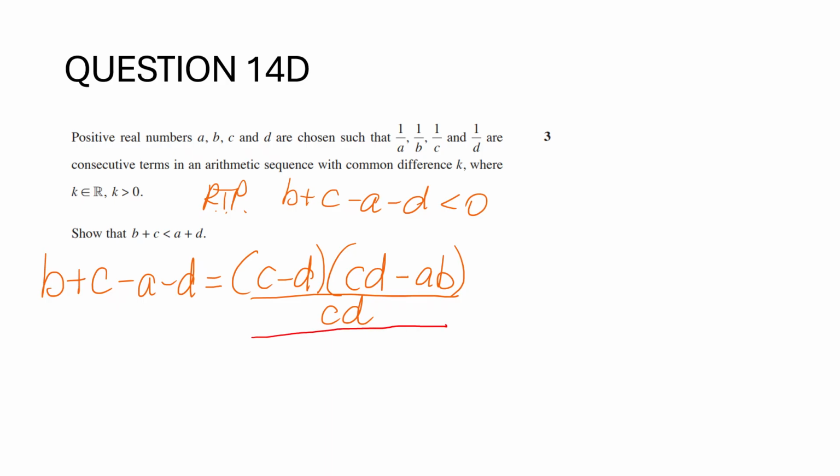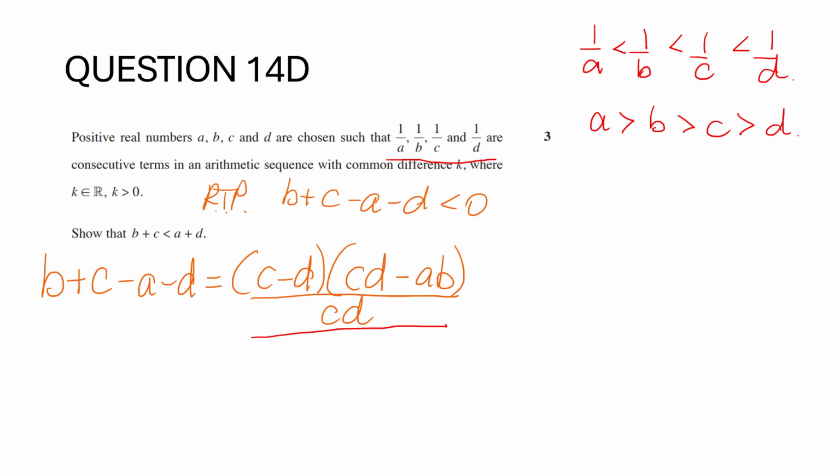Now, the other thing we know from here is that 1 on a must be less than 1 on b, which is less than 1 on c, which is less than 1 on d. And taking the reciprocals, it means that a is greater than b, is greater than c, is greater than d.